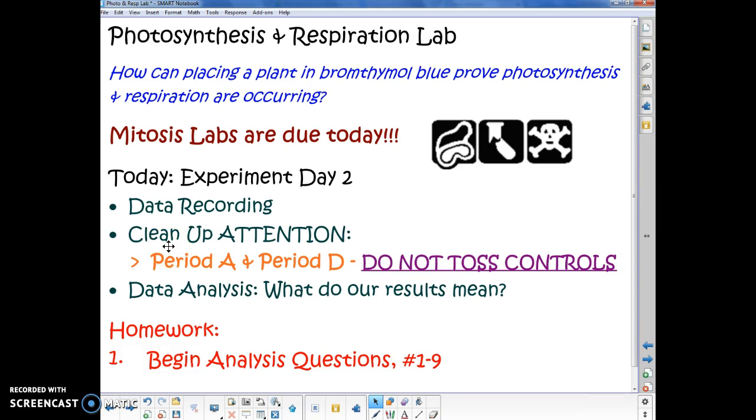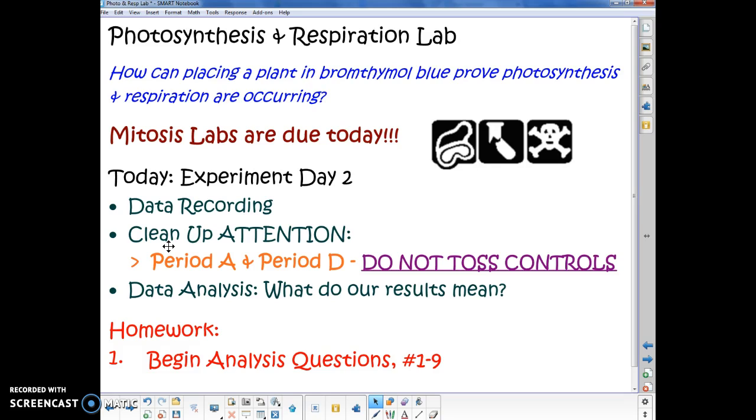Once you have gathered all the data for the information about photosynthesis and respiration, you need to think about cleaning up. In order for that to happen, number 1, you need to wear your goggles. Number 2, you will discard the Elodea in the trash and the bromthymol blue solutions down the drain.